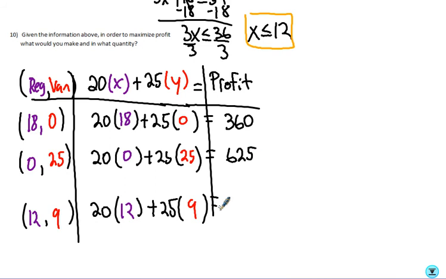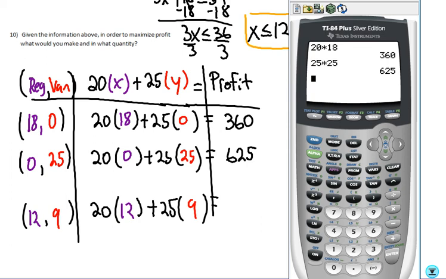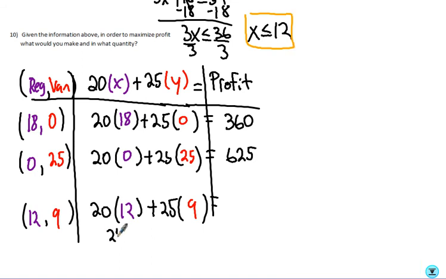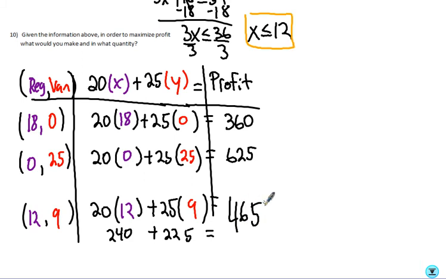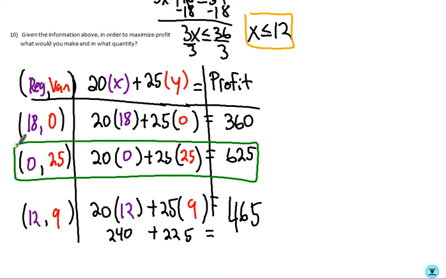And then what about the mix, right? So if we did 20 times 12, that would give us 240. And then if we did 25 times 9, that would give us 225. So if we added those two things together, 240 plus 225, we get 465. Well, so it looks like which one's the most profitable for us would be doing all vanilla. Right, because we end up actually making the most profit out of that. We make 625, which is more than 465 and 360.